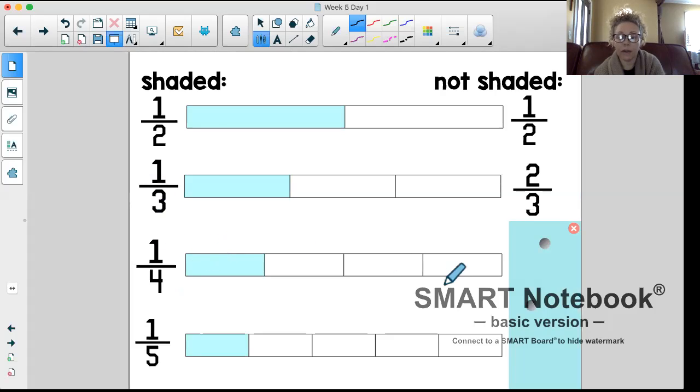1/4 is shaded here. How many fourths are not shaded? Hopefully you said 3/4. And 1/5 is shaded here. How many are not shaded? 4/5, because there are 5/5 in a whole.